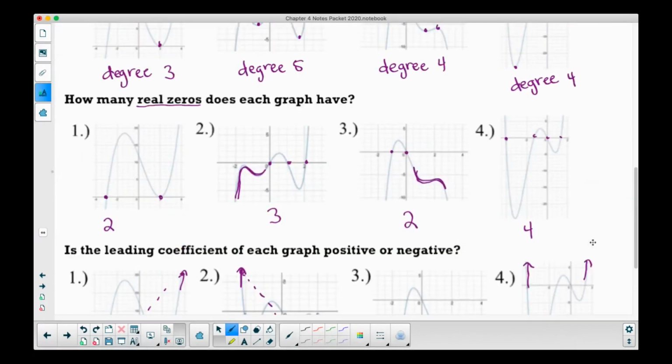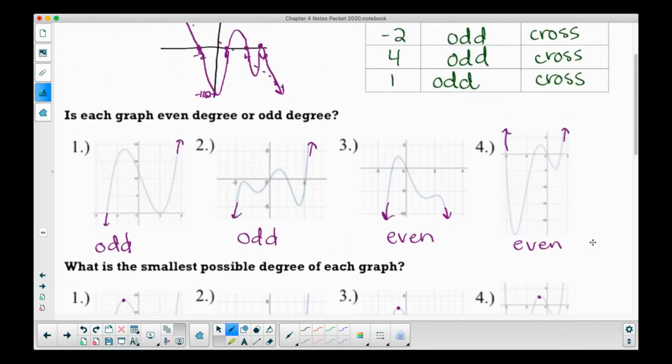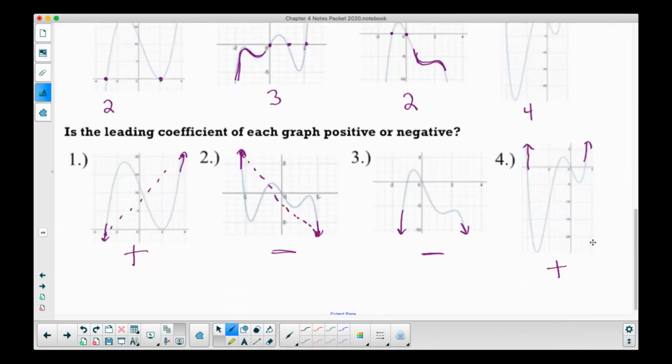All right, so keeping these classifications of polynomials and their graphs in mind, go ahead and practice, ask your teacher if you need help, and then complete that LT check for today.